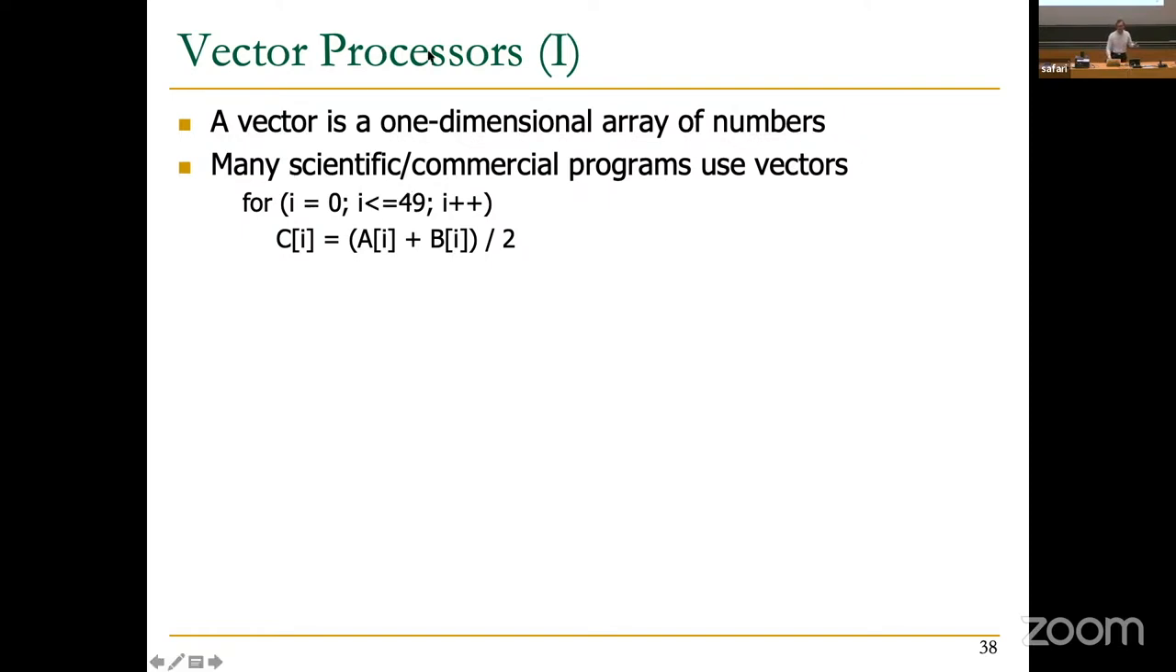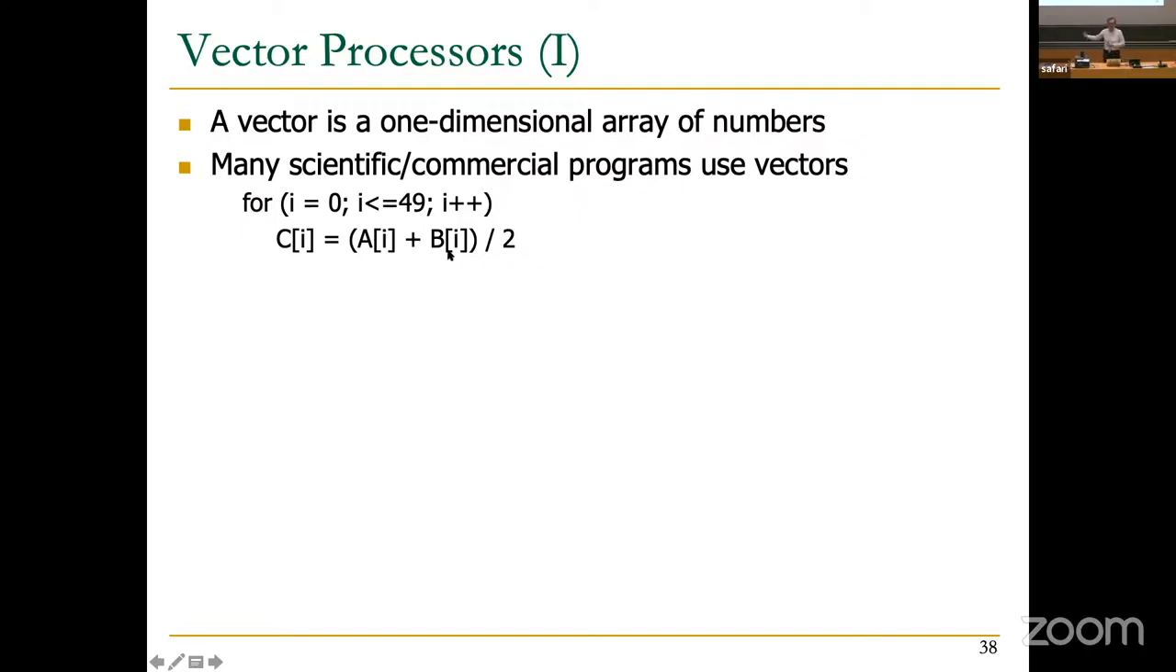So what is a vector? A vector is really a one-dimensional array of numbers. This is a math definition. And clearly many scientific and commercial programs use vectors. There are many of them. That's why people have developed SIMD extensions that we're going to talk about at the end of this particular lecture. But let's look at this example. This example averages 2 vectors, right? It basically takes the element-wise average of 2 50-element vectors. A and B are both 50-element vectors.